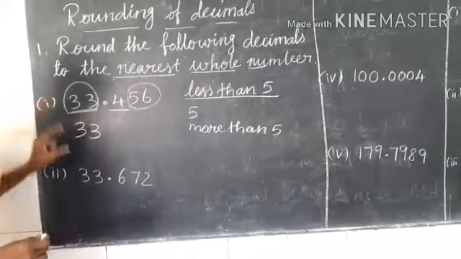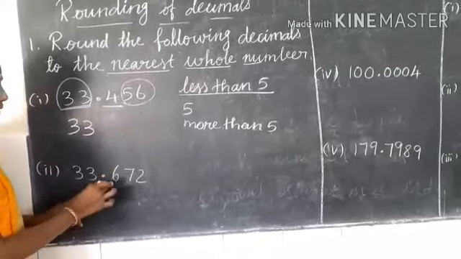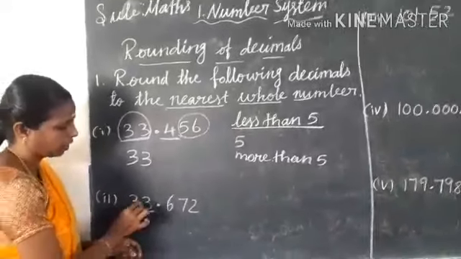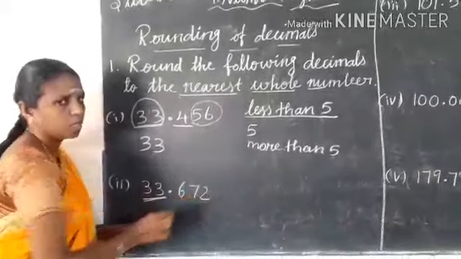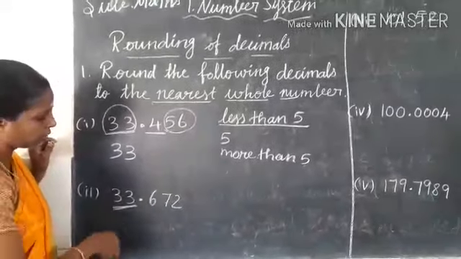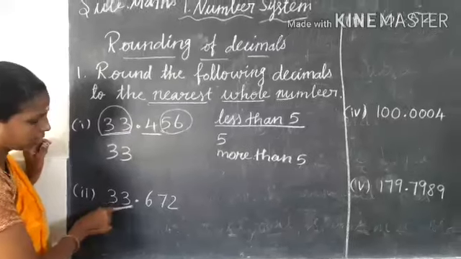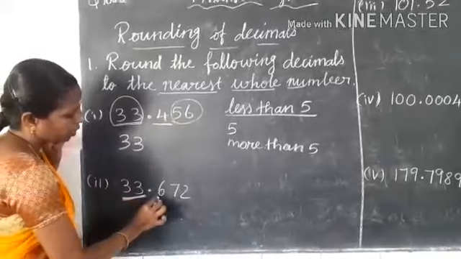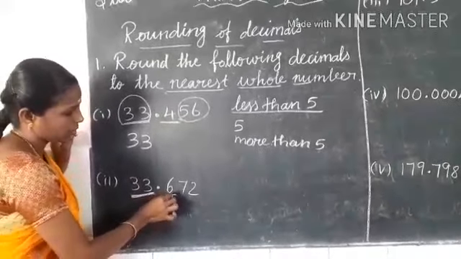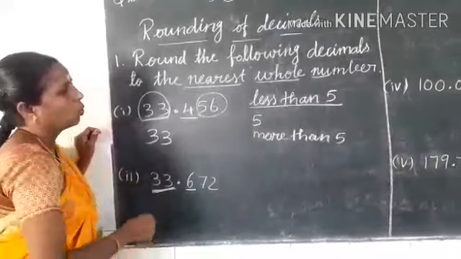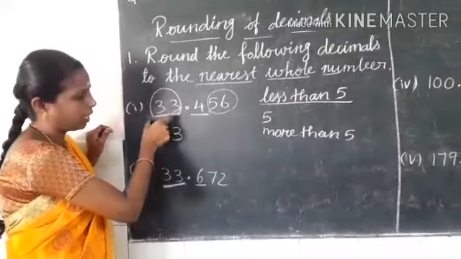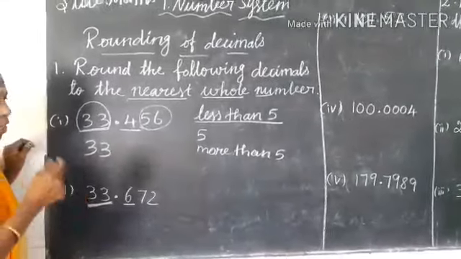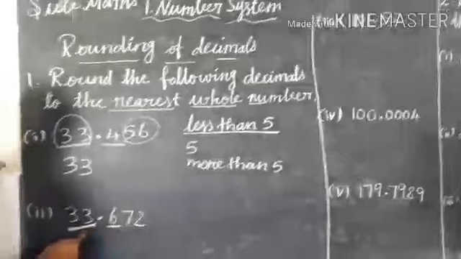Next I am taking the same whole number, children. 33.672. We have to round the given decimal number 33.672. Okay, children, what is the first step? First we have to underline the number to be rounded, 33. Next we should compare the right digit, that is 6, which is more than 5. Less than 5 means we take the underlined digit as it is. 5 or more than 5, what is the next step? We have to add 1 to the underlined digit.